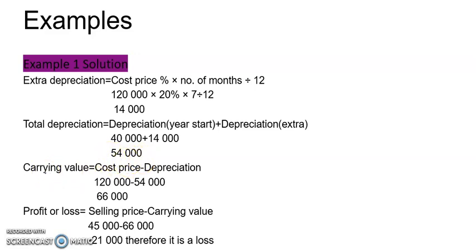Now we're going to calculate our carrying value, and it's our cost price minus depreciation. Our cost price is 120,000 minus depreciation of 54,000 Rand, is equal to 66,000 Rand. Profit or loss equals selling price minus carrying value. Our selling price was 45,000 Rand minus our carrying value, which is 66,000 Rand, and it results in negative 21,000. Therefore, it is a loss because we have got a negative.